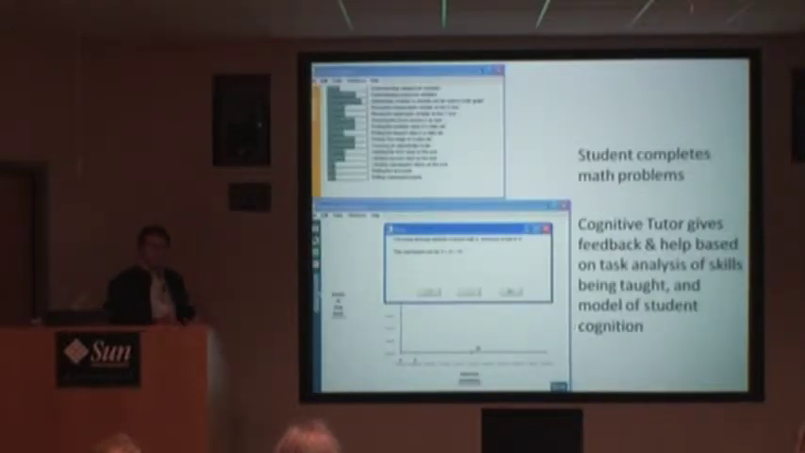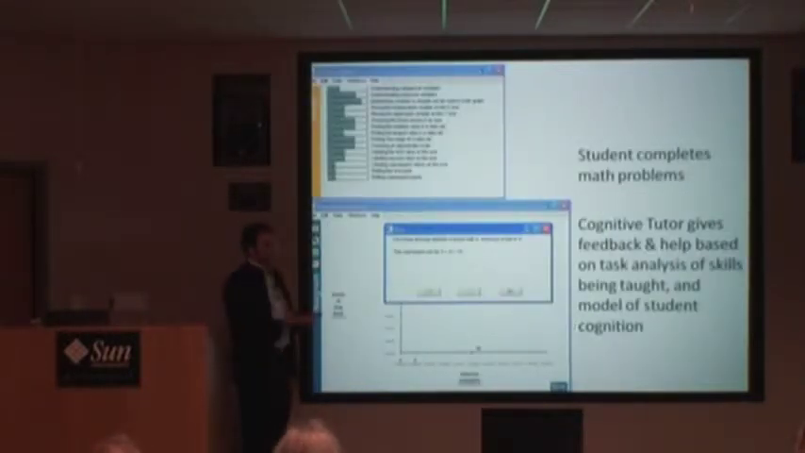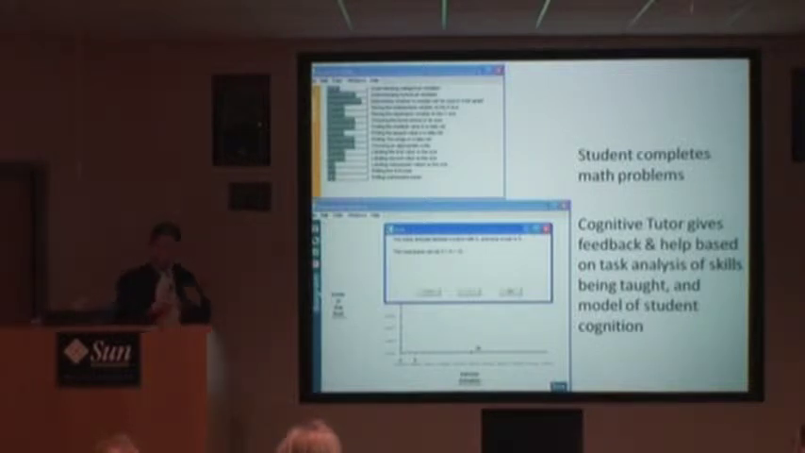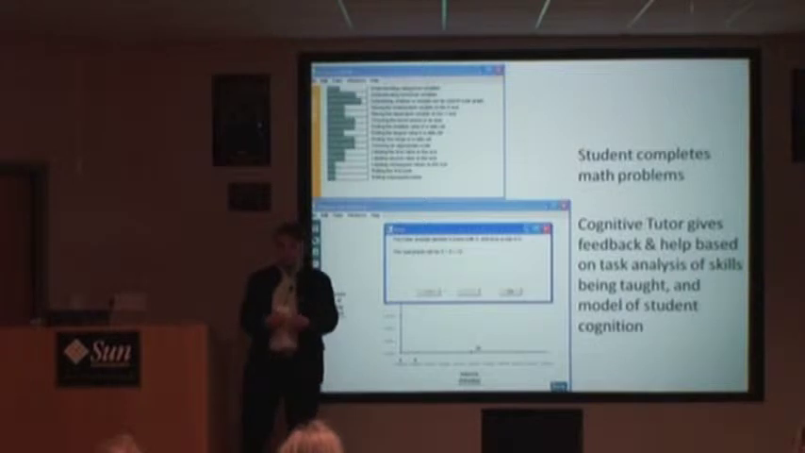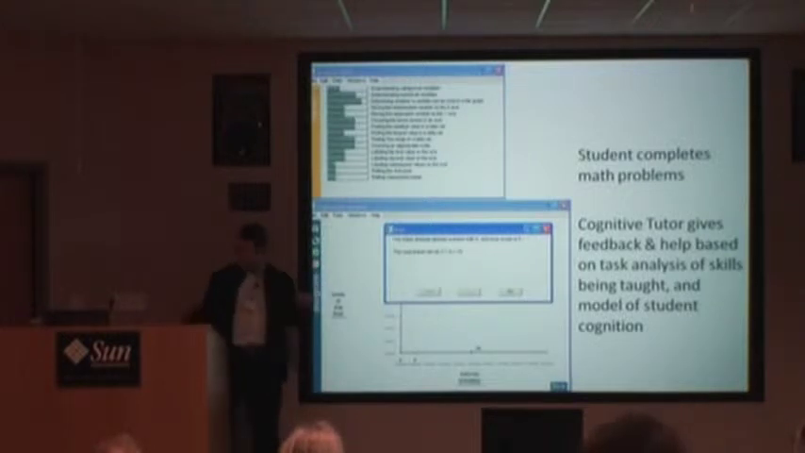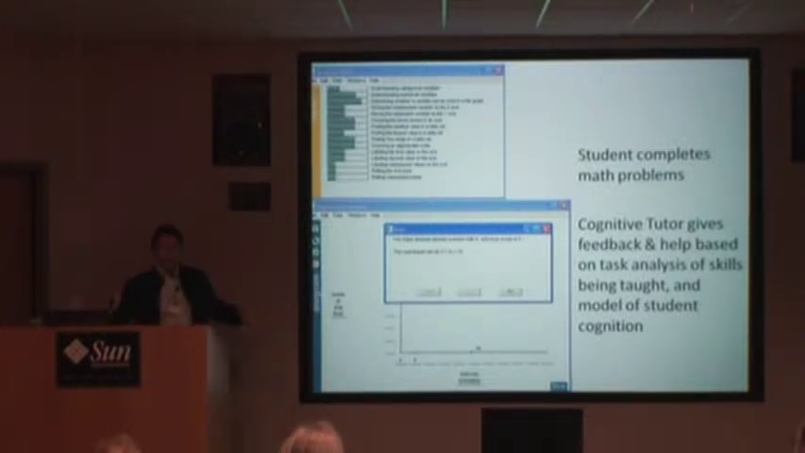In a cognitive tutor for math, for instance, a student completes math problems, much as they would do in a traditional homework assignment, but unlike a traditional homework assignment, the cognitive tutor gives the student feedback as they go through it and help based on a task analysis of the skills being taught and a model of student learning in the domain. So, for example, here a student is labeling a scatter plot, and they can ask for help at a conceptual level as they go.